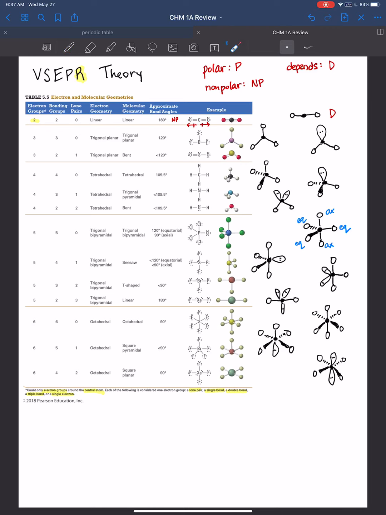Same goes for trigonal planar. Now this is also a very symmetrical shape. So if you have the same atoms on the outside, then you would end up with a nonpolar molecule, just like with this boron trifluoride molecule there. It's nonpolar there. However, because you could have 3 different bonded groups attached to the central atom, this geometry really depends, molecule to molecule.